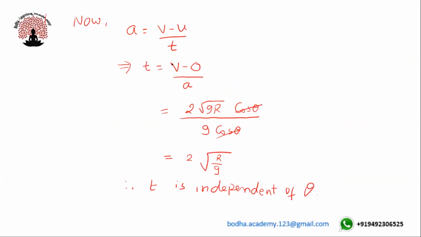So time is equal to change in velocity over acceleration. Initial velocity is 0 for the bead and final velocity we take as v, and acceleration is g cos theta. The velocity we determined as 2 into root gr cos theta. We can observe that cos theta cancels off, so you get t is equal to 2 into root r by g. In this equation there is no theta term. Therefore, the time to travel from A to B is independent of theta.